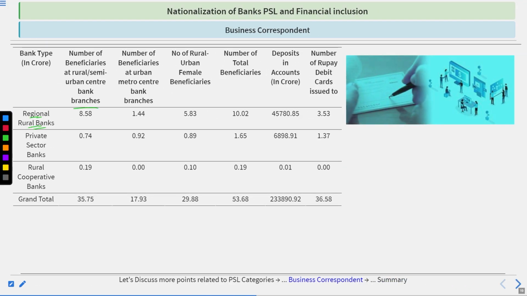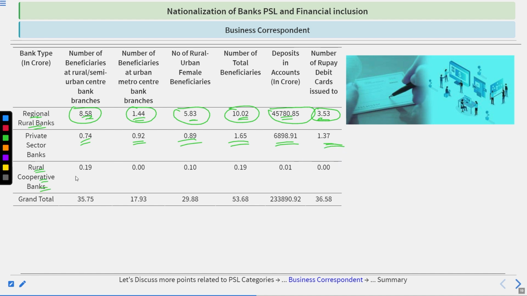Regional rural banks, 8.58 crores. Thereafter 1.144 crores, 5.83 crores, 10.02 crores, 45780.85 crores, 3.53. Private sector banks, 0.74 crores, 0.92 crores, 0.89 crores, 1.65 crores, 6898.91 crores, and 1.37 crores.